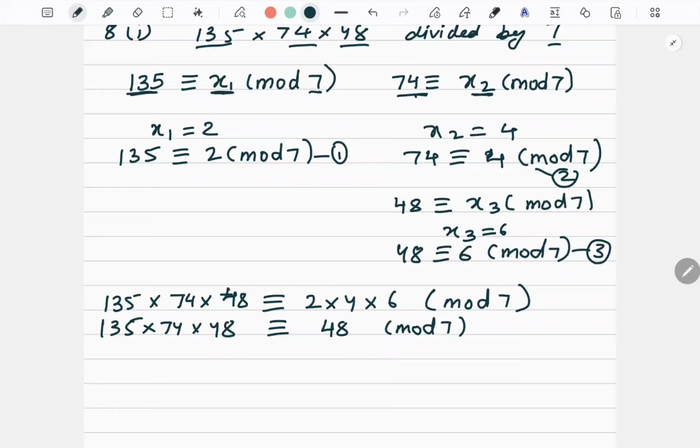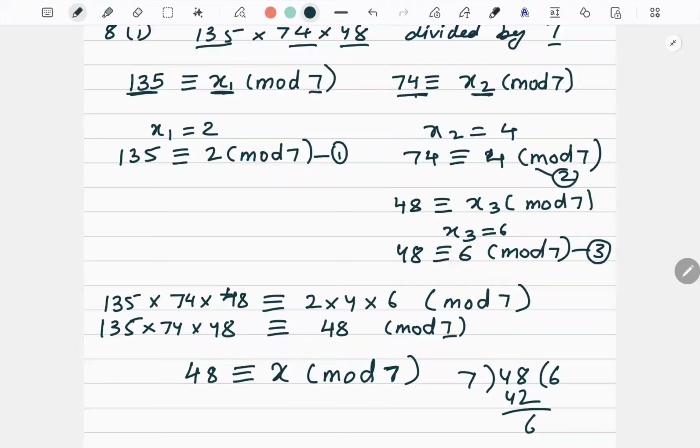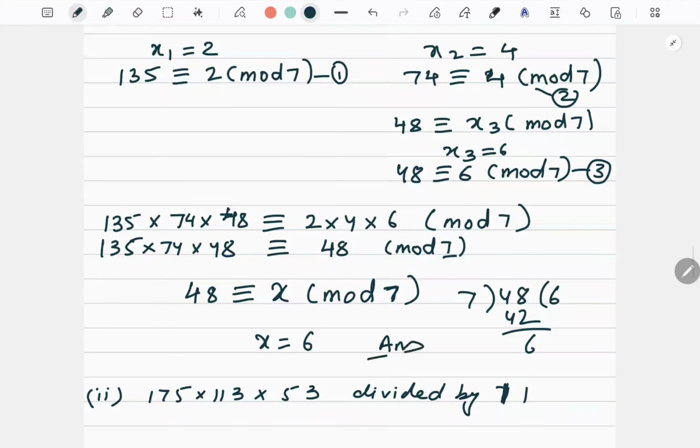Okay, but always remember one thing. My target is always to get the smallest number. 48 is not a smaller number, it is more than 7. So I need to reduce it to a smaller number. How will you do it? 48 congruent x mod 7. And 48 means what I should divide by 7. What is the remainder I need to find out? 7 6s are 42. So 6. So my x value is 6. So what is the answer? Answer is equal to 6.